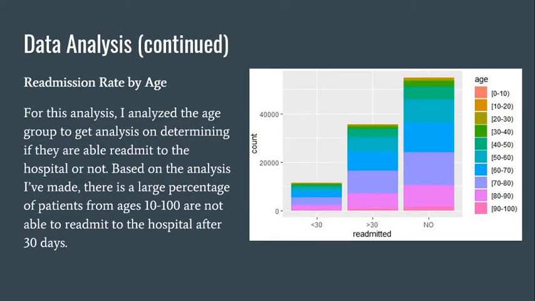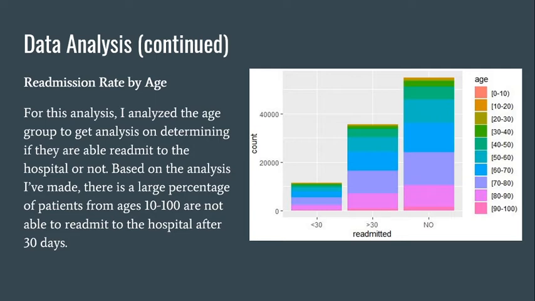Next is going to be readmission rate by age. If you take a look at this graph, it's kind of similar to the one I showed you, except this one is by age. What I found interesting is that there is a large percentage of patients ranging from 10 to 100 who are not able to be readmitted to the hospital after 30 days, which is the third bar right here.